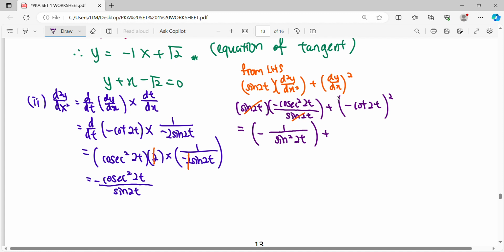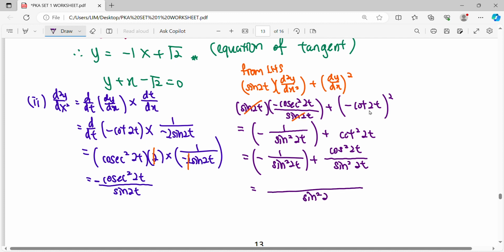If this one, after we square it, negative square, when you square a negative, it is positive. You're having cotangent square, right? So can we still simplify to the simplest form? Cotangent means cos over sine, so cotangent square means cos square over sine square. Then you can notice that both fractions have the same denominator, which is sine square.